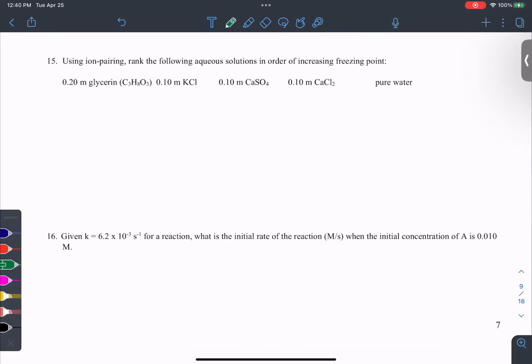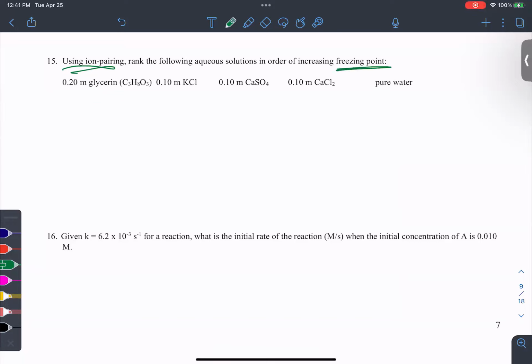I'd rather talk about conceptual things and strategies to use and understand how I've phrased this question, and what the question is actually asking. These are the questions you want to ask yourself on the final: what kind of learning objective is the final exam question asking? So here in this example, I say, using ion pairing, rank these solutions in order of increasing freezing point.